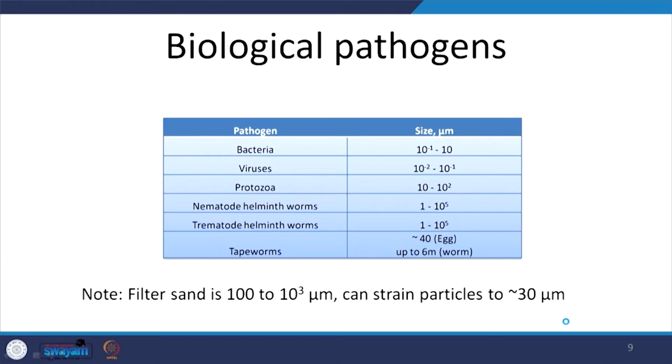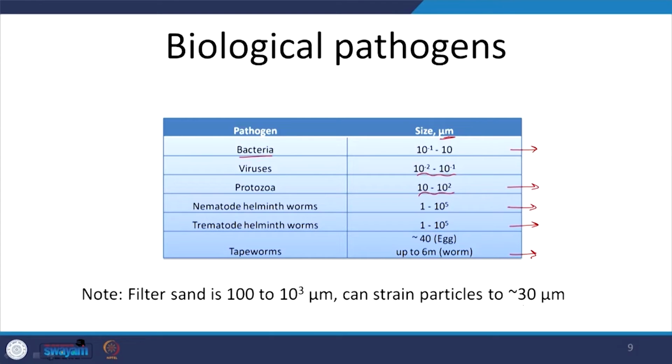I believe we looked at this earlier. Bacteria, again this is in micrometers, 0.1 to 10, viruses much smaller, one order of magnitude smaller, protozoa relatively much bigger, obviously eukaryotes and prokaryotes. And then the worms, you can see the big size, and tapeworms, with respect to sanitation and such, if you have issues, obviously tapeworms. And in that context, we looked at this particular piece of information.